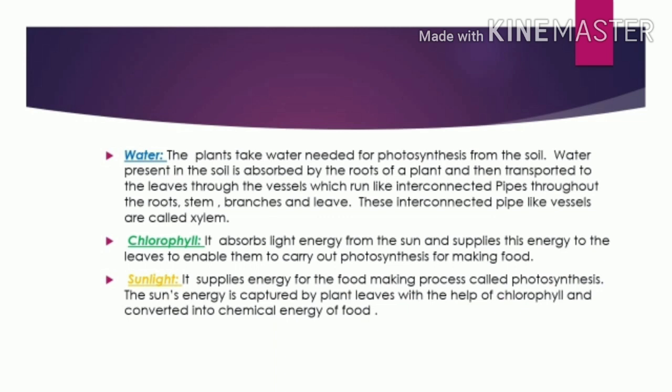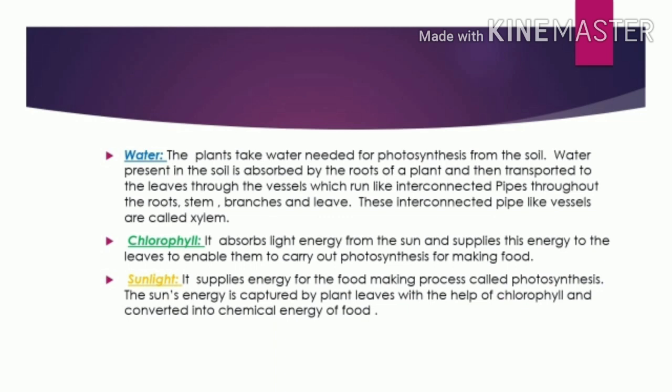Plants take water from the soil. The water is absorbed by the roots of the plant and that is transported with the help of an interconnected pipe-like system known as xylem that enables the water to be transported from the roots to the leaves. Next important factor is chlorophyll. Chlorophyll is the green pigment present in the green leaves of the plant which enables the plant to absorb the solar energy and convert it into chemical energy that can be utilized for performing photosynthesis.